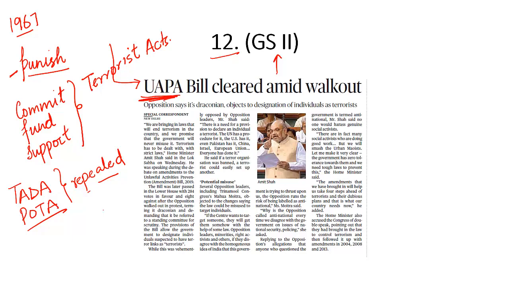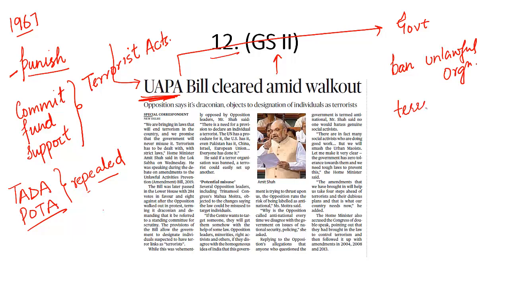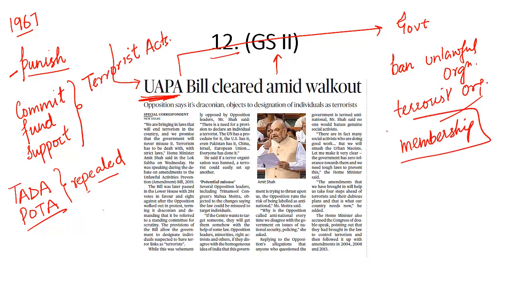Now this Unlawful Activities Prevention Act, it authorized the government. What can the government do? Government can either ban these unlawful organizations, or what can the government do? Government can ban these terrorist organizations, or what can the government do? Government can also penalize membership of such unlawful and terrorist organizations.